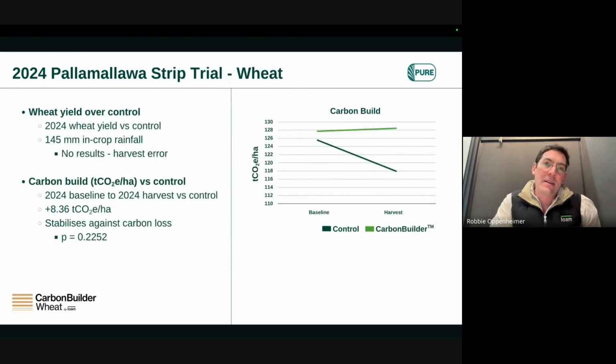Third trial at the same location, with wheat in 2024. In this case, there were actually no harvest results. There was an error during harvest. The CarbonBuilder treated strips maintained carbon or slightly increased carbon over that period, while the uninoculated control lost carbon at that site. So again, this is pointing to the mode of action that CarbonBuilder stabilizes against loss of carbon by putting that carbon into these more stable fractions, aggregate and mineral associated pools.